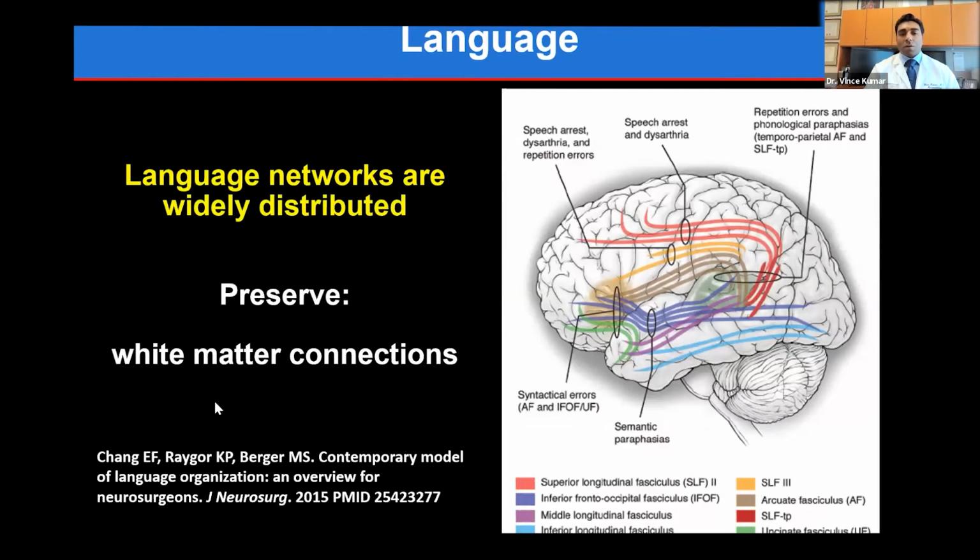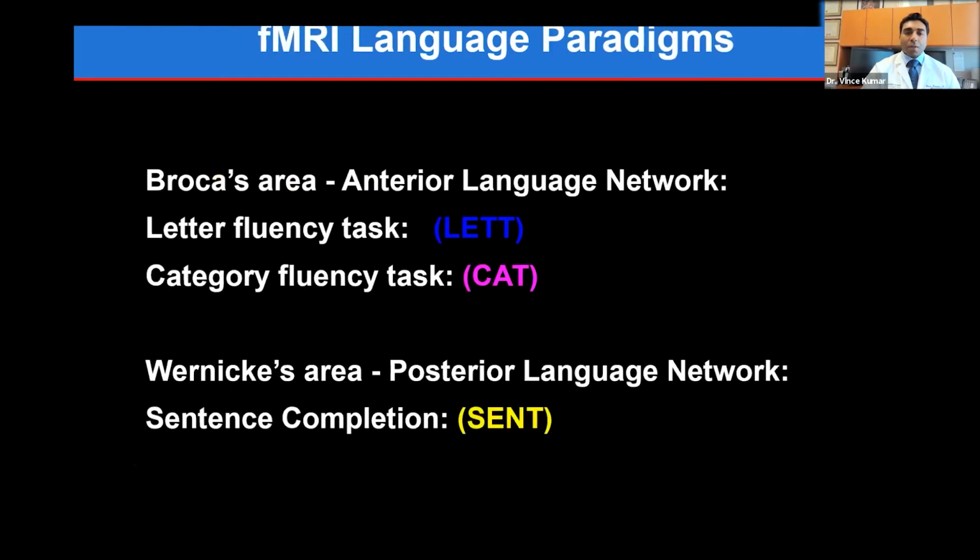And there's this nice article by Chang et al. from UCSF in which they did extensive stimulation studies of all these white matter tracts. And there are specific speech deficits or speech arrests in these specific areas. So for example, in the inferior frontal occipital fasciculus, you would get semantic paraphasias. So the concept is to preserve the eloquent cortices as well as these white matter tracts.